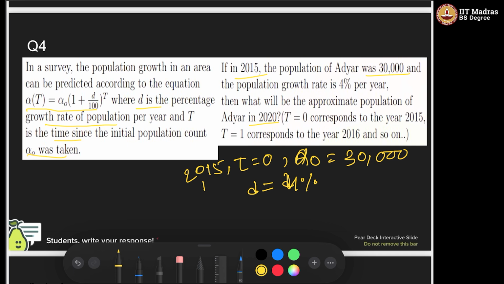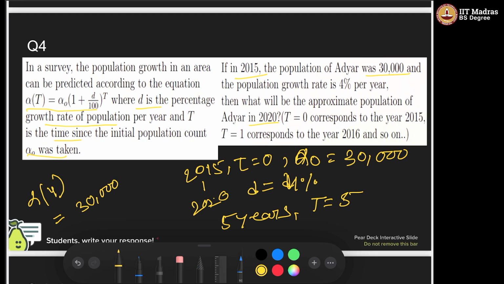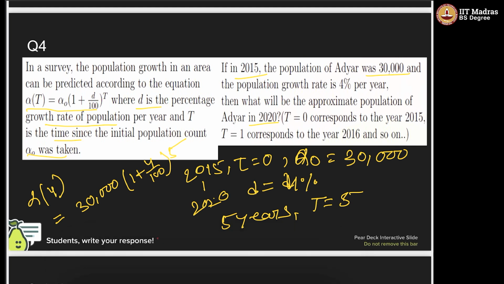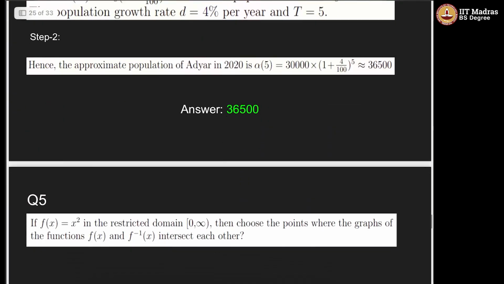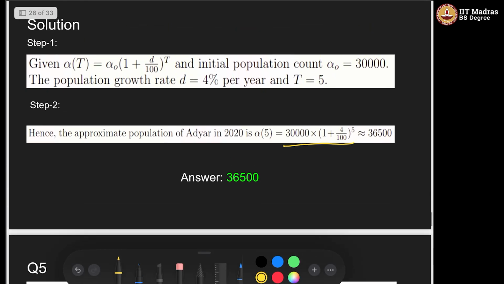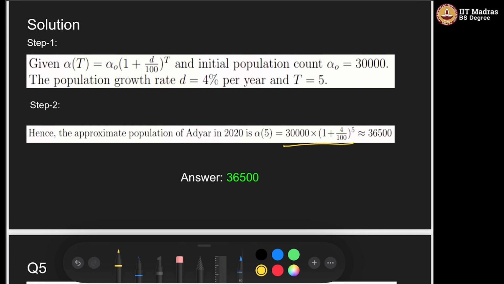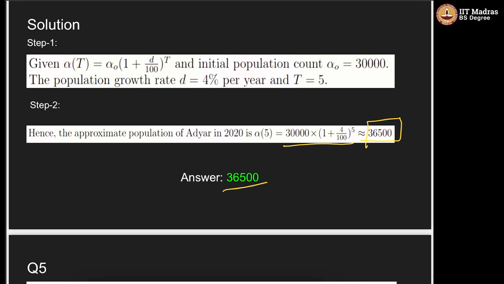2020, sorry. So 2015 to 2020 means 5 years. That means we have t equals 5, d equals 4, alpha naught equals 30,000. So we now have to calculate the value of alpha of 5, which equals 30,000 into (1 plus 4 over 100) to the power 5. You can now calculate this value, and it is approximately equal to 36500. So this is our answer.